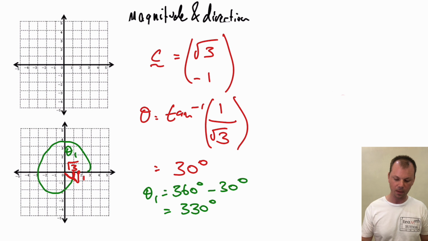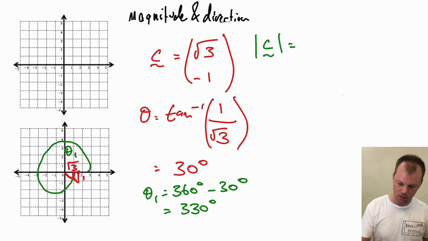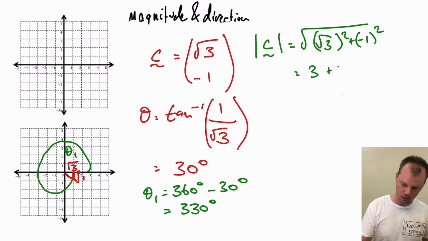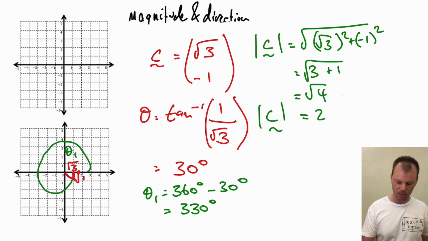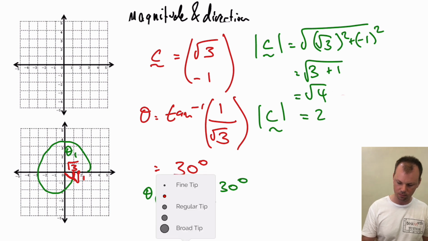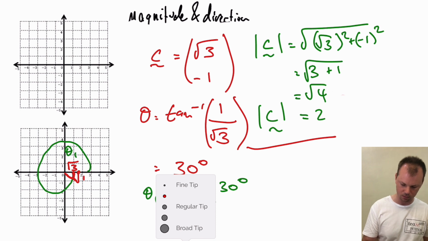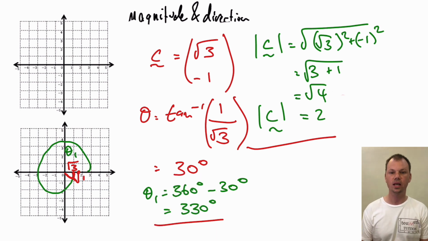You could then work out the magnitude, so let's quickly do that. The magnitude of C is the square root of √3 squared plus -1 squared, 3 plus 1, which is 2. Okay, and we've got our vector represented in terms of its magnitude and in terms of its direction down here. Okay, so that's the video representing vectors in terms of their magnitude and their direction.